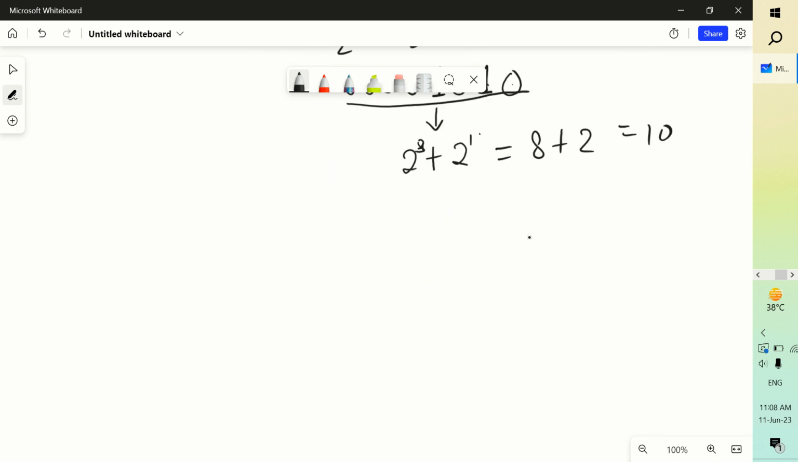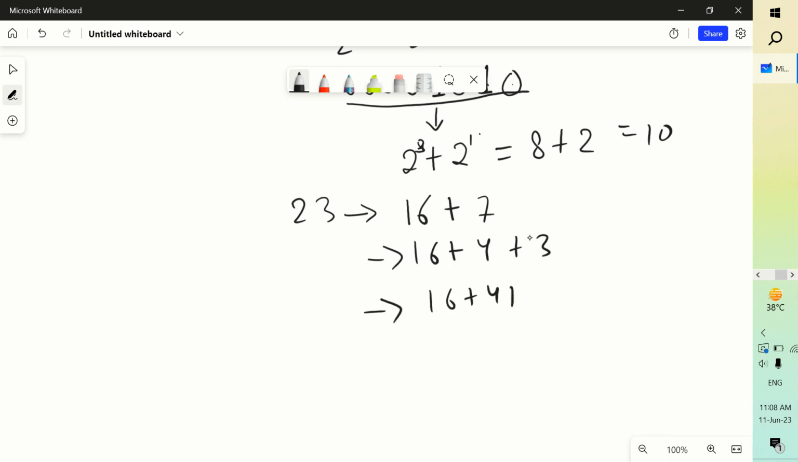Okay, let's write another number. Let's say 23. Let's say I want to write 23 in binary form. So the maximum power of 2 that I can get from 23 is first of all 16. After that, 7 is left. The maximum power from 7 that I can get is 4. After that, 3 is left. After that, the maximum power that I can get from 3 is 2. After that, 1 is left.